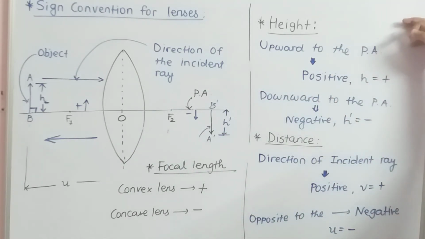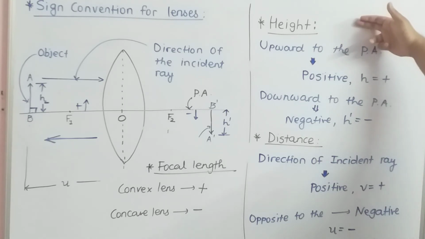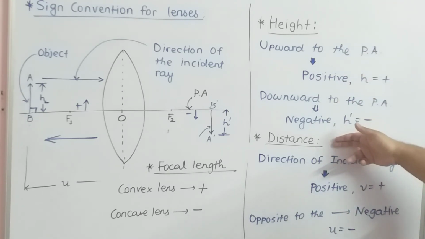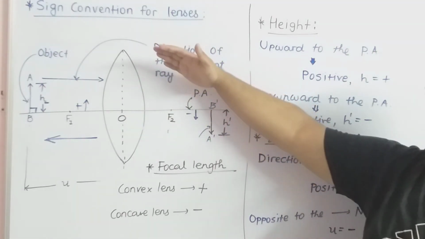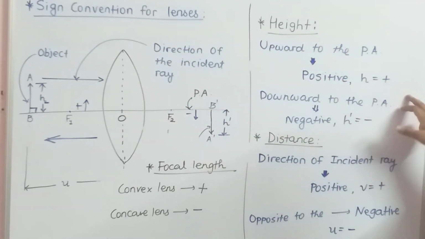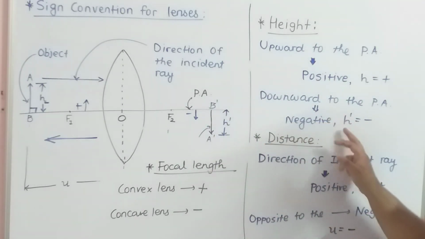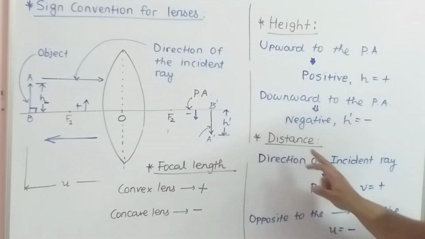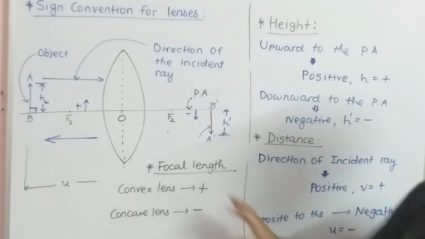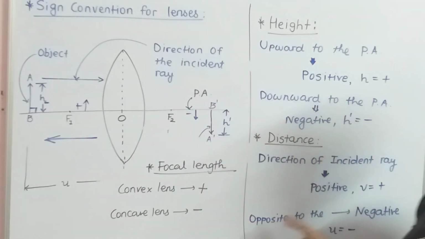Here there are two things, first one is height and second one is distance. Upward to the principal axis it is positive, downward it is negative. On the left side of the lens the distance measured is negative, and on the right side of the lens the distance measured is positive.